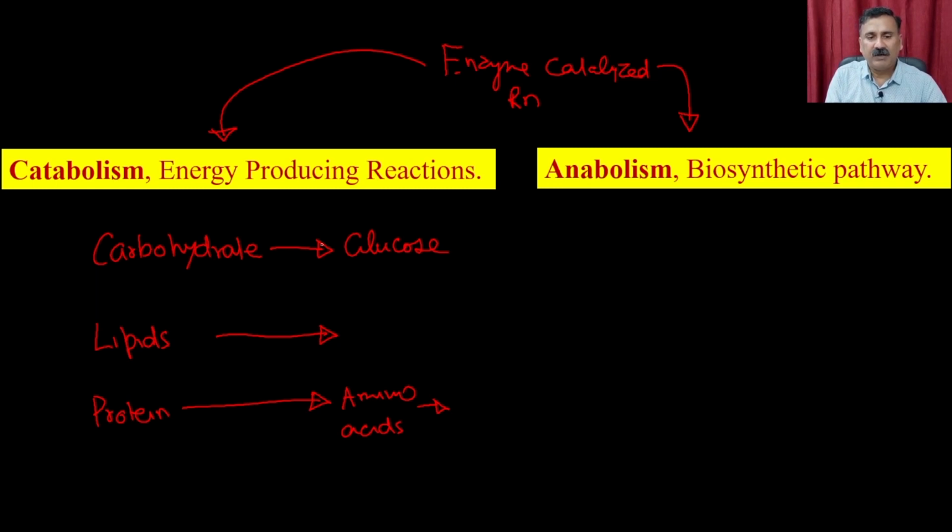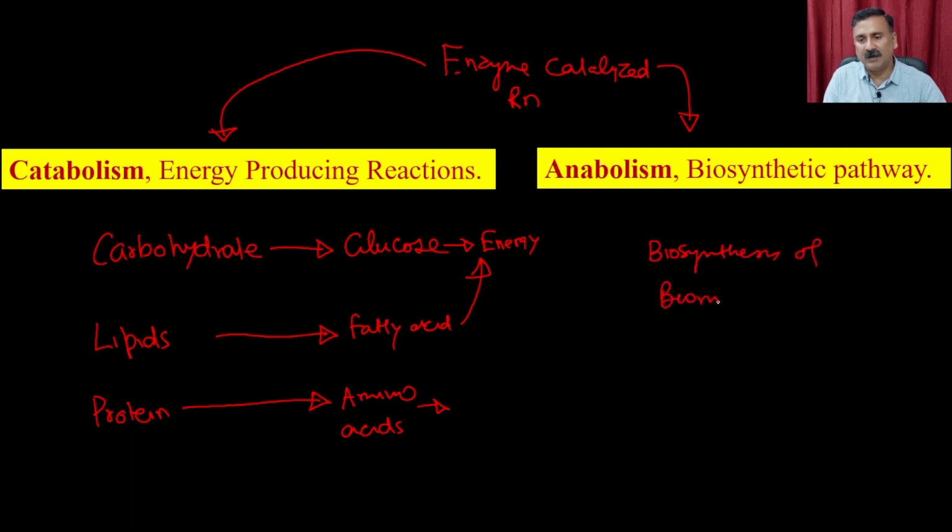Similarly, carbohydrates, for example glucose, are used for production of energy with the help of different types of catabolic reactions. Lipids form fatty acids, and the fatty acids are used for energy production. Similarly, in anabolism you have the biosynthetic pathway, which deals with the biosynthesis of different biomolecules.